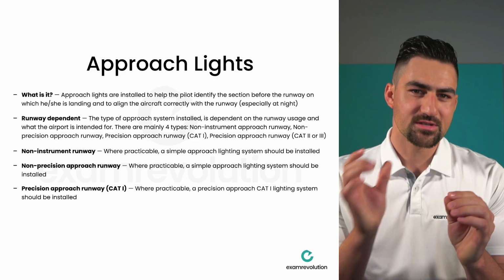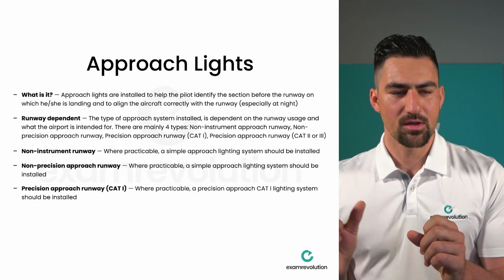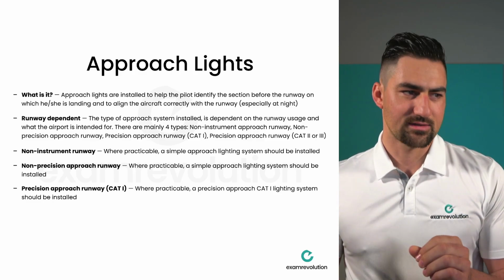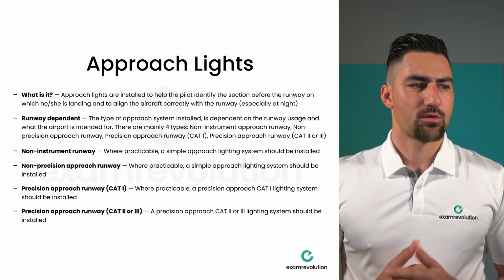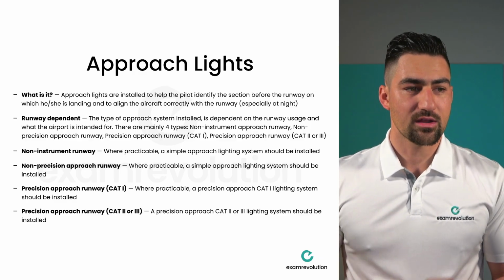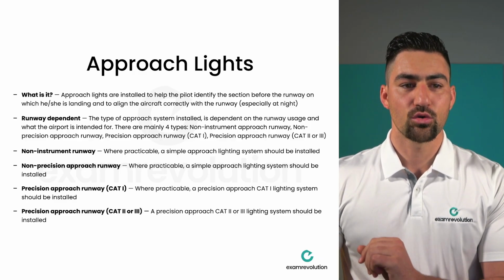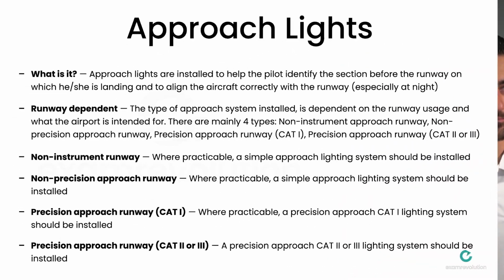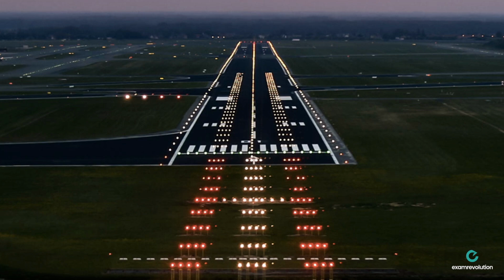So there's a very specific type of approach system that is called a Cat 1 lighting system, okay? And then for a precision approach category 2 or 3 runway, you must install a category 2 or 3 lighting system. All right. So there's an example of a proper instrument approach runway. You can see all those nice lights. Looks like a Christmas tree.